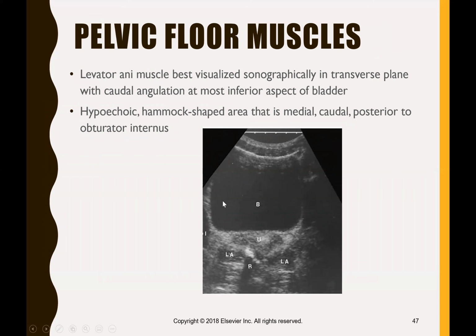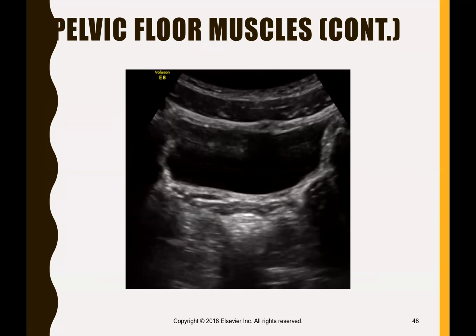This is a transabdominal transverse image, and these little hypoechoic areas here are the levator ani muscles that you will see when you're doing an inferior uterus. And this is just another pelvic floor muscle. So these little striations here.